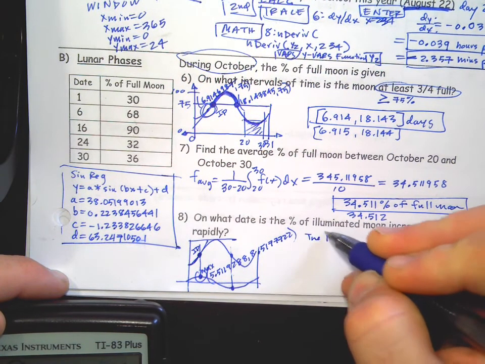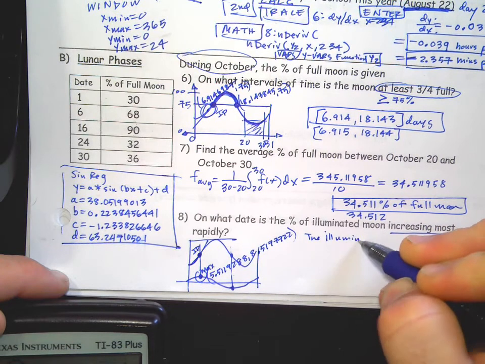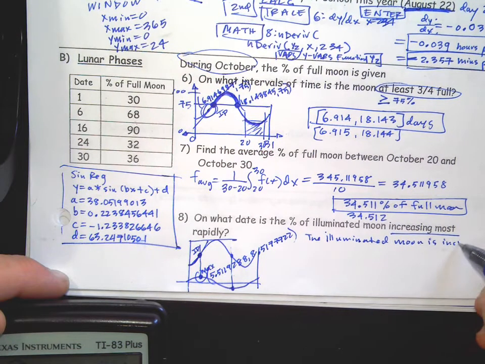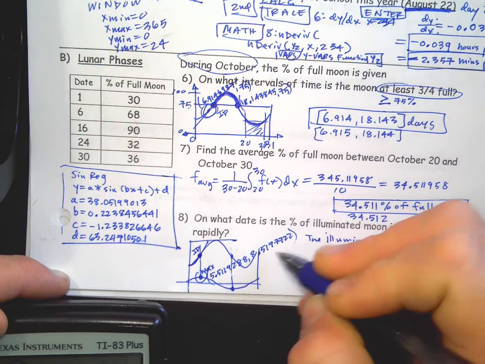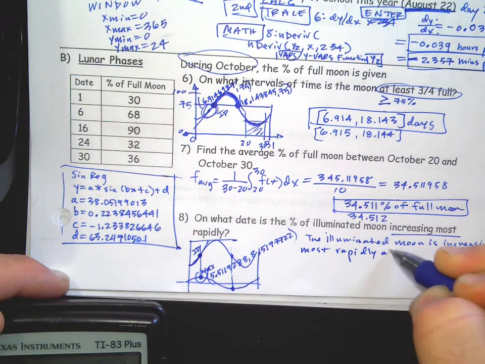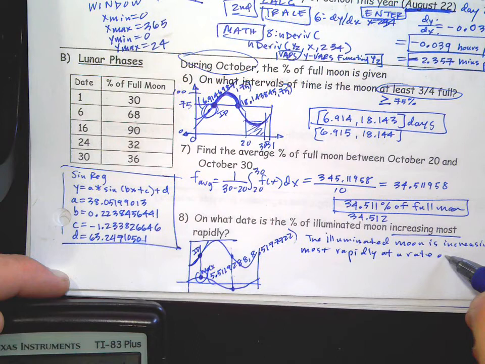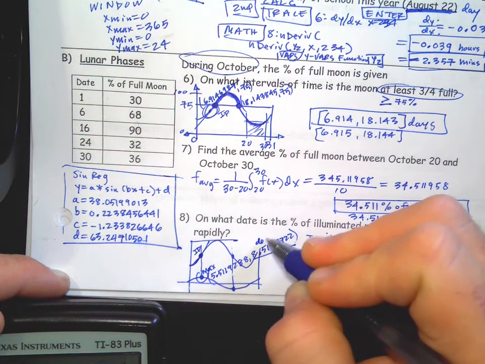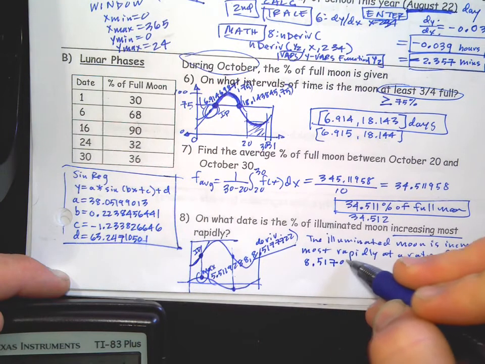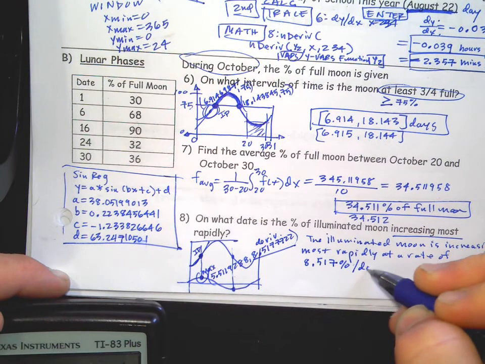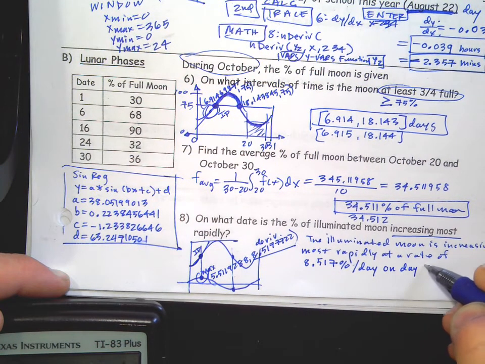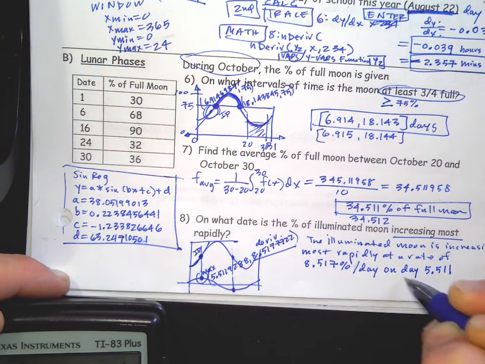the illuminated moon is increasing most rapidly at a rate of, now this is the derivative, this is the slope value, rate of 8.517% per day on day 5.511.